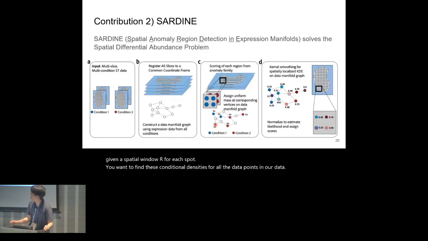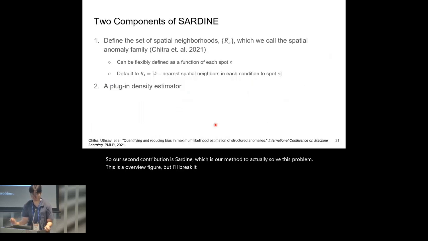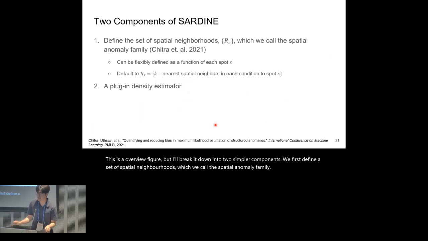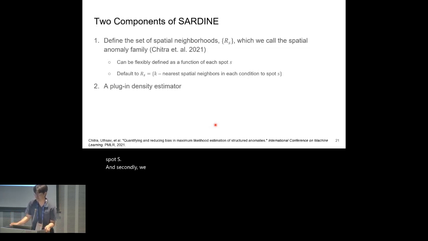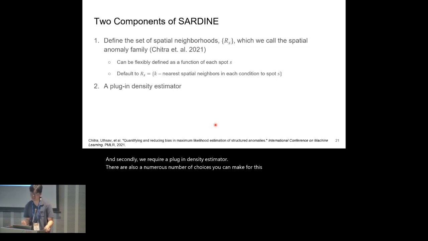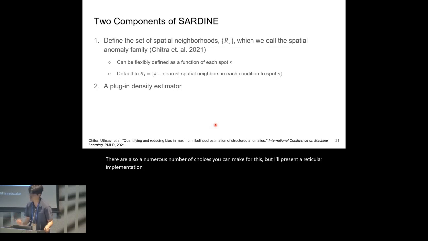So our second contribution is Sardine, which is our method to actually solve this problem. This is an overview figure, but I'll break it down into two simpler components. We first define a set of spatial neighborhoods, which we call the spatial anomaly family. And it's going to be flexibly defined as a function of each spot S. But for the results I'll show, we default to the construction of the K nearest spatial neighbors in each condition to each spot S. And secondly, we require a plug-in density estimator. There are also a numerous number of choices you can make for this, but I'll present a particular implementation that I think is well suited for this problem.